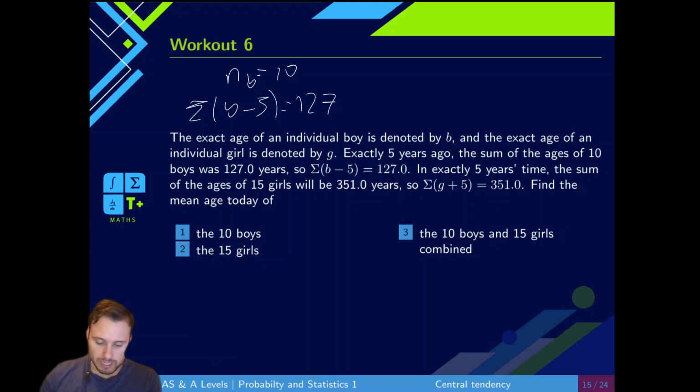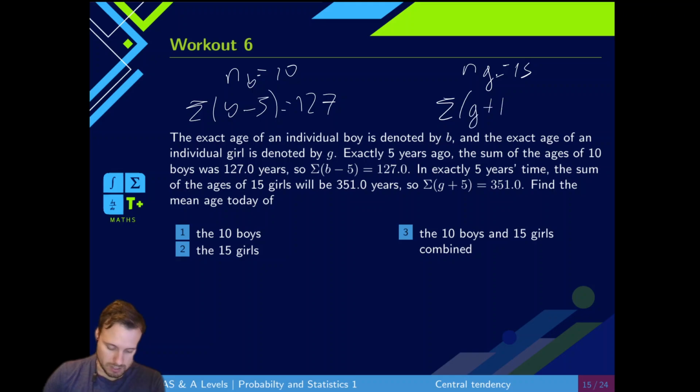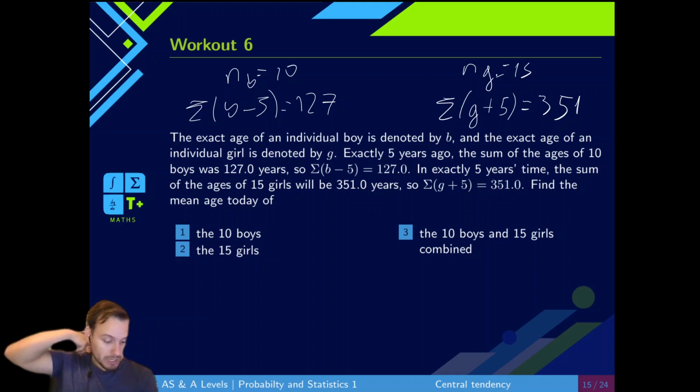And then we're told that in exactly 5 years' time, the sum of the ages of the 15 girls, so we have that there are 15 girls, the sum of the girls' ages in 5 years, so it's going to be the sum of G plus 5, is going to be 351. So we had to find the mean age of the boys, of the girls, and then all of them combined.